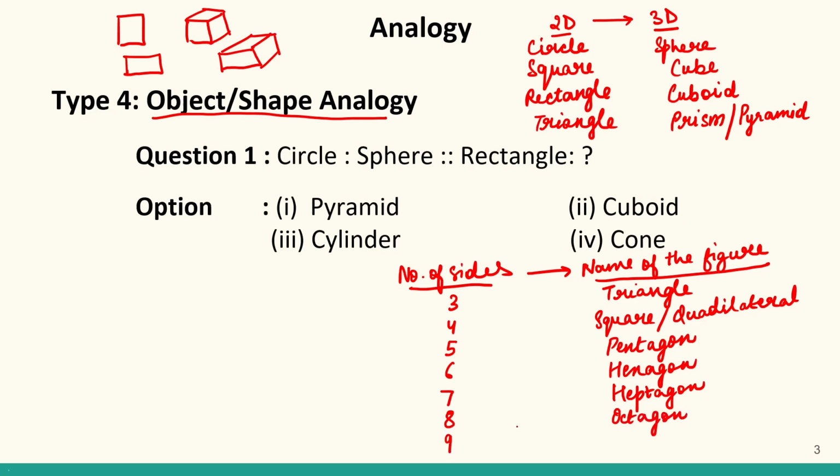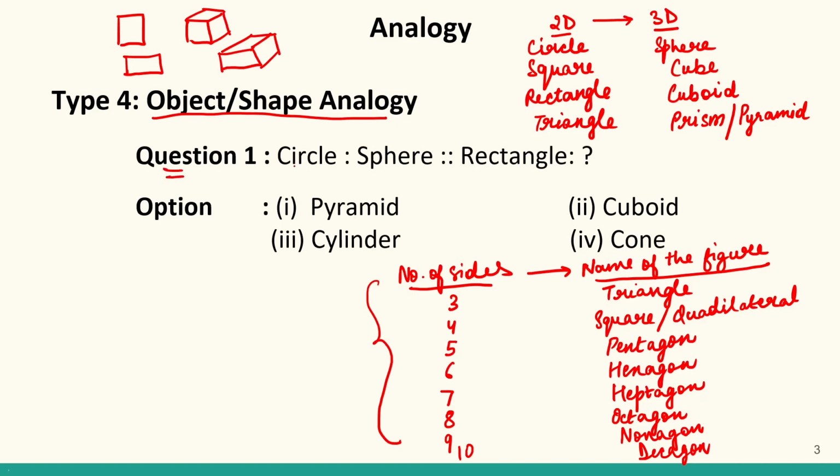Similarly, if it has 9 sides, it will be called a nonagon. And if it has 10 sides, it is called a decagon. So all this information we have discussed earlier, and the reason I am repeating it is for you to understand it better and also to learn it, because these will come in handy when we solve questions related to object shape and analogy.